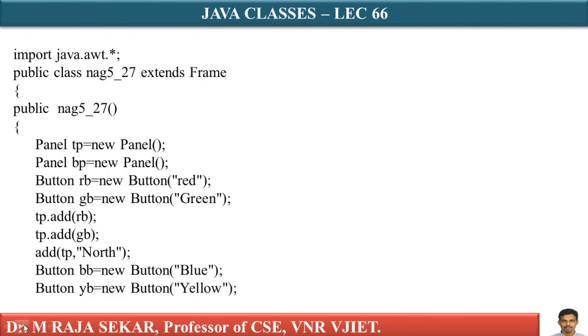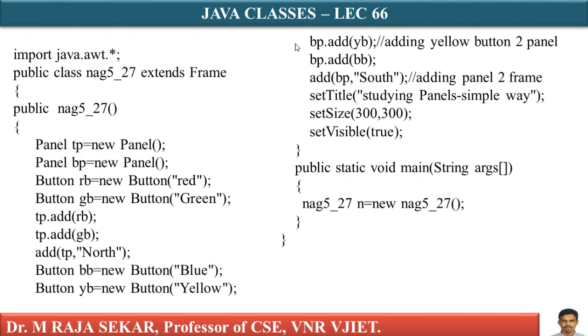Class name, my class name I am giving, extends Frame. Anyway, this is an application program. Public static void main means it is the main method in which I am creating an object. How can I create an object? Class name, object name equal new class name. Once I create an object, I will go to the constructor. What is the constructor? This is the constructor.